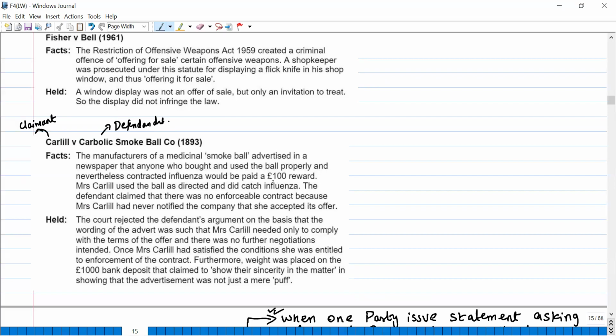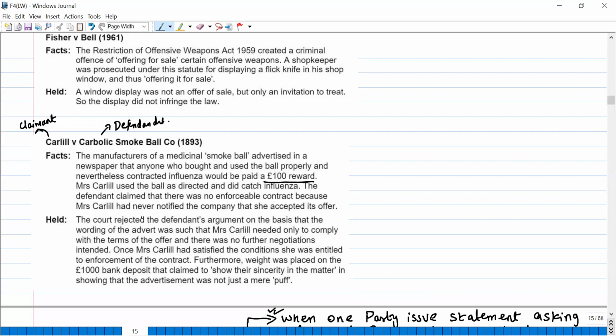There was a medicine company who invented a medicine. The name of the medicine was smoke ball, and they mentioned in the advertisement in the newspaper that anyone who uses this medicine, the smoke ball, will never catch influenza. Influenza is a disease like flu. So the advertisement was that anyone who purchases this medicine and uses it will never contract this disease known as influenza. And if it happens, then he will be entitled to get a £100 reward. A £100 reward in 1893 was a big deal.